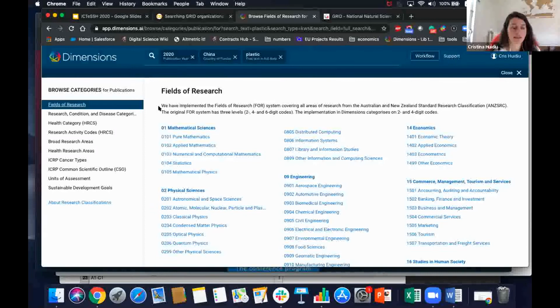As for the ad hoc ones, they have value in themselves. So when it comes to the units of assessment, that's what the UK does their assessment on. When it comes to the FORs, that's what Australia and New Zealand assign their grants on. So of course, they have values as well, just different types of ones.